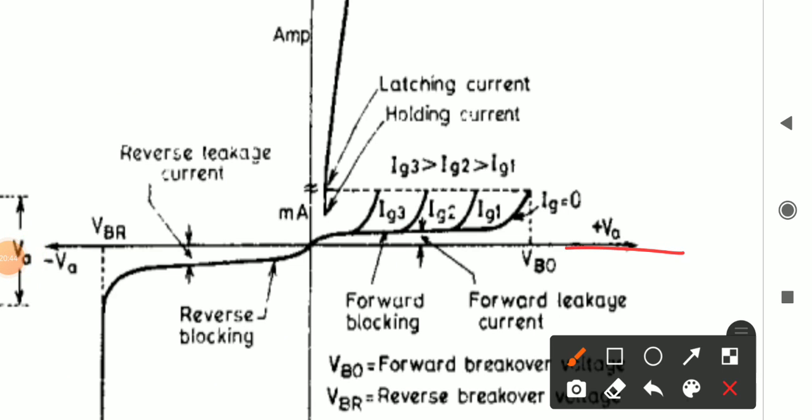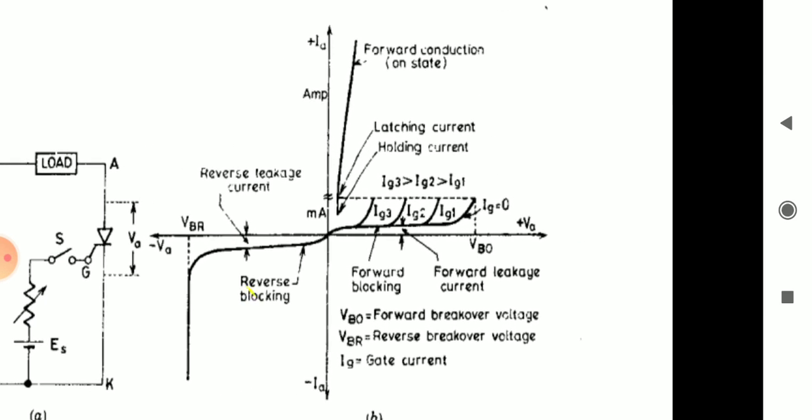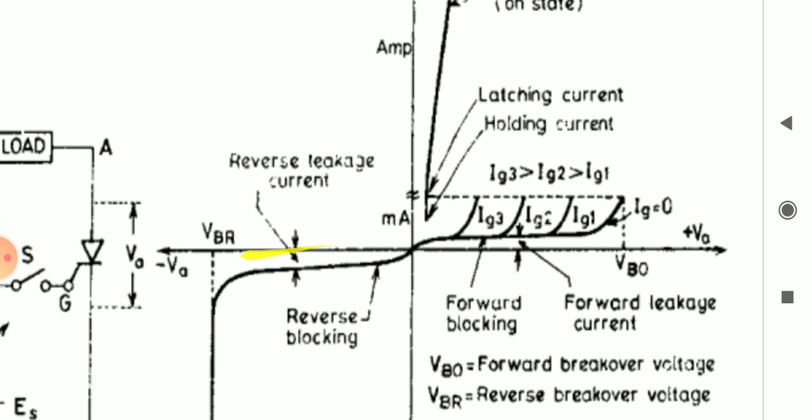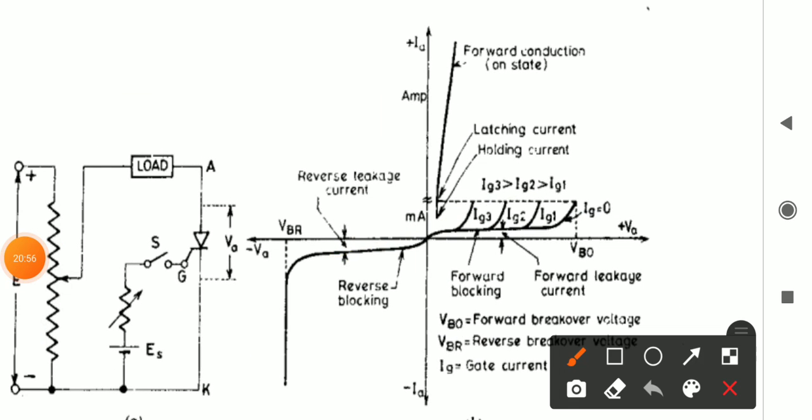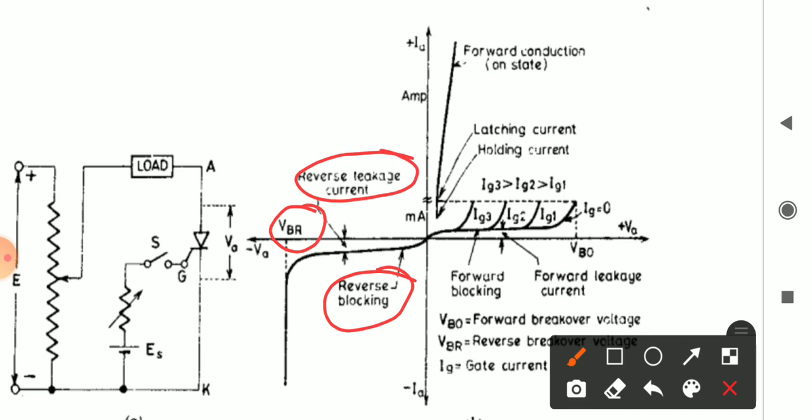This is the anode voltage, this is the anode current. The graph is with respect to anode voltage and anode current. This is the reverse leakage current, this is reverse blocking mode, and the current associated with this is the reverse leakage current. VBR is nothing but the reverse breakover voltage. A sudden rush of current will flow in the SCR. This is about the reverse side. And this is the forward leakage current, when the SCR is in forward blocking mode. A small amount of current will flow.